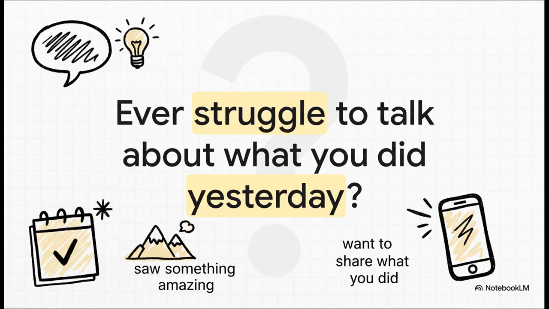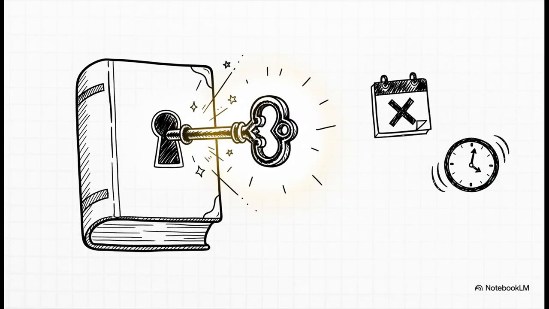So, let me ask you something. Ever have one of those moments where you had an awesome day, you saw something incredible, or you just want to share what you did yesterday, but when you go to say it in English, the words just don't come out right? Yeah, we've all been there. Well, guess what? There's a super simple key to unlocking all of those stories, and it's called the simple past tense. This is the magic wand that lets you talk about anything and everything that's already happened.